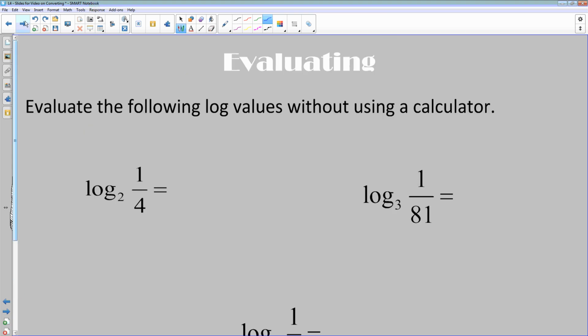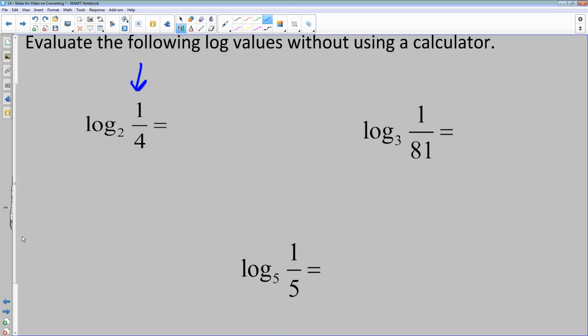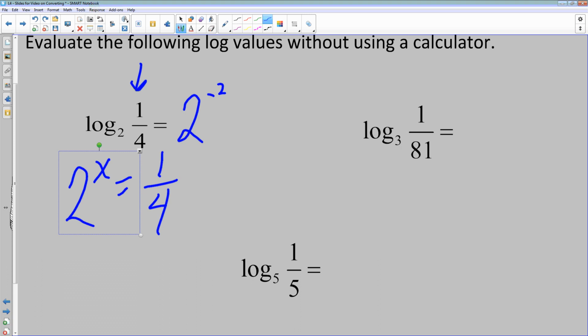Now, whenever you see fractions in your spot here, think back to Algebra 2 days, to when we went over those rules. That means your exponent is going to be negative, because we're asking 2 to what power equals 1/4. Well, we know that 2 squared is 4, so to get to 1/4, it's got to be 2 to the negative 2. So our answer here is going to be -2.